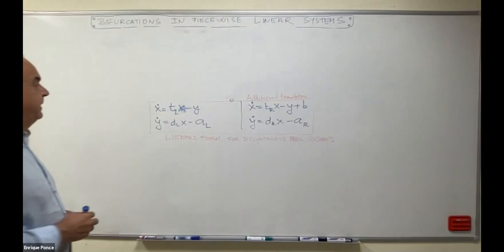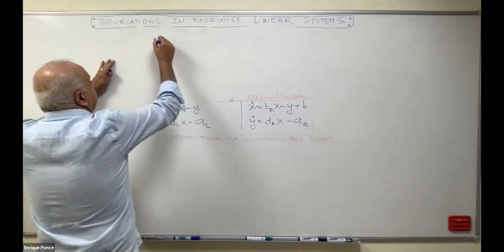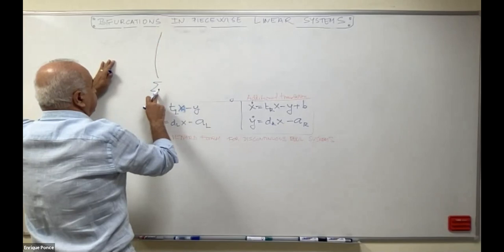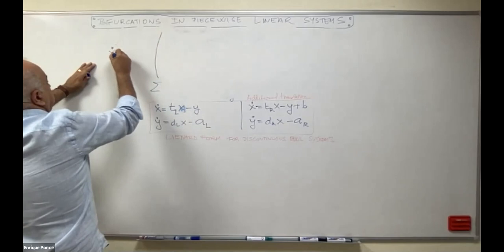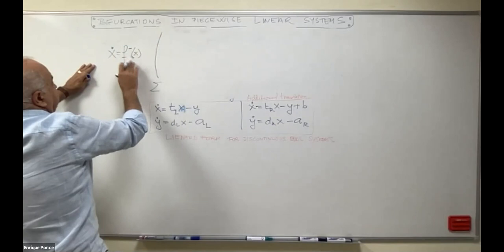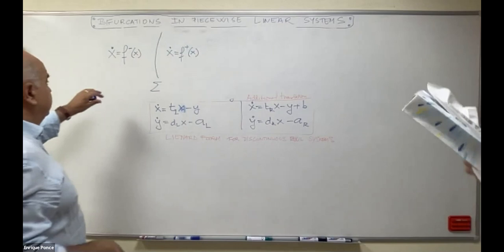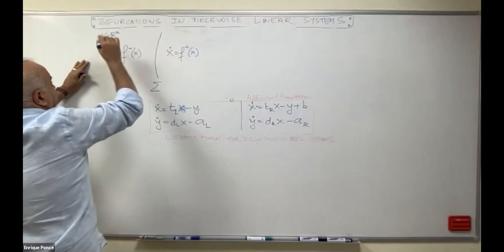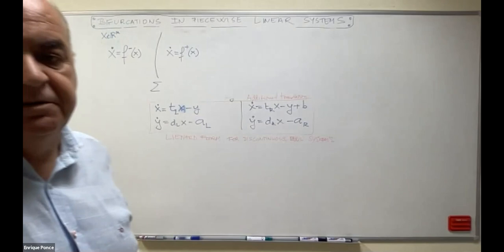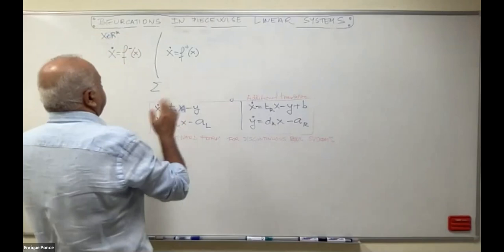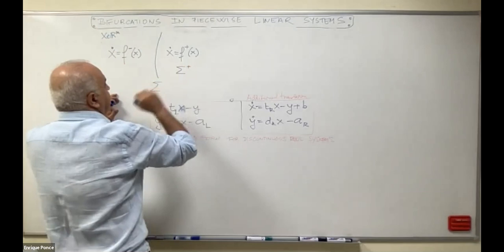Then, in a general situation where you have a discontinuous system and some discontinuity manifold in between, you get here some system, let's write this. And here on the right, another system. This X could be in any dimension now, but we have in mind always the planar case, no? And then let's call this half space sigma plus, and this one sigma minus.